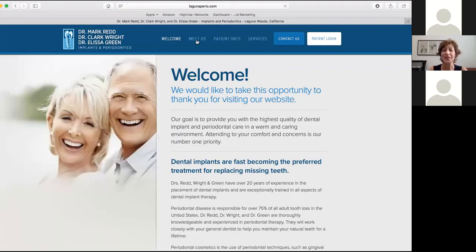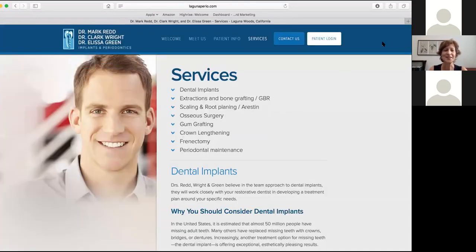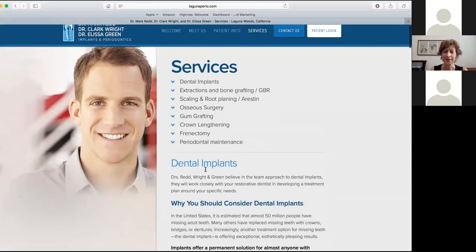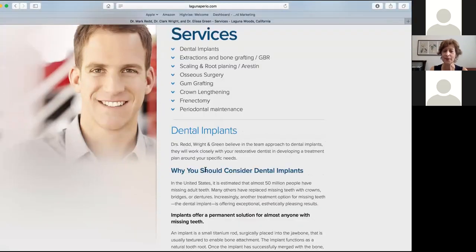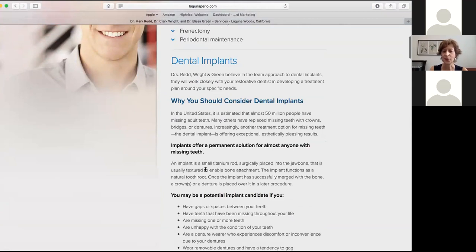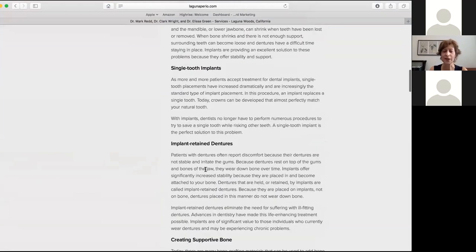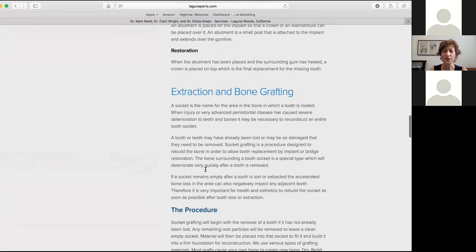All right, so I haven't actually looked at this, so it might be a nice website. We'll have a look. All right, so this is a periodontist around here. So what can we say is going on here? Services. Okay, so first of all, the first thing you see is a stock photo of a man. Then he says dental implants. Believe in the team approach to dental implants that work closely with restorative dental. Okay, why you should consider dental implants. And the rest of it's just all informational. Types of dental implants, no pictures, nothing. Extraction and bone grafting. Okay, this is actually kind of a bad website.